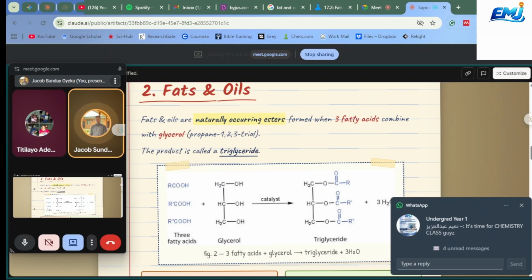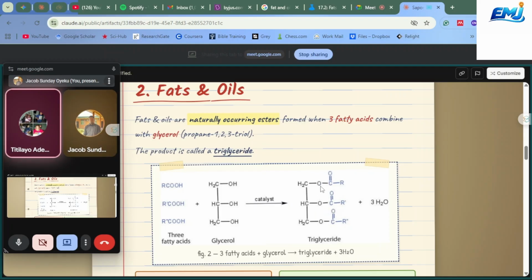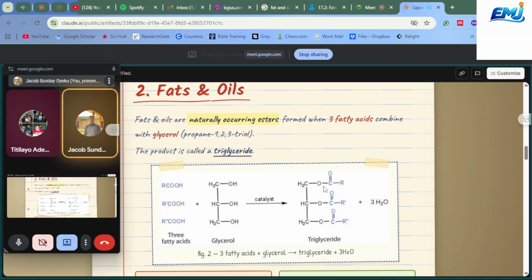If you look at the triglyceride that we have, you will see the same structure that I told you about before. You are seeing O. I can't hear you clearly. Can you hear me now? Okay. If you look at the triglyceride, it's the same thing that you have in ester, which is R, CO, O. Yes.